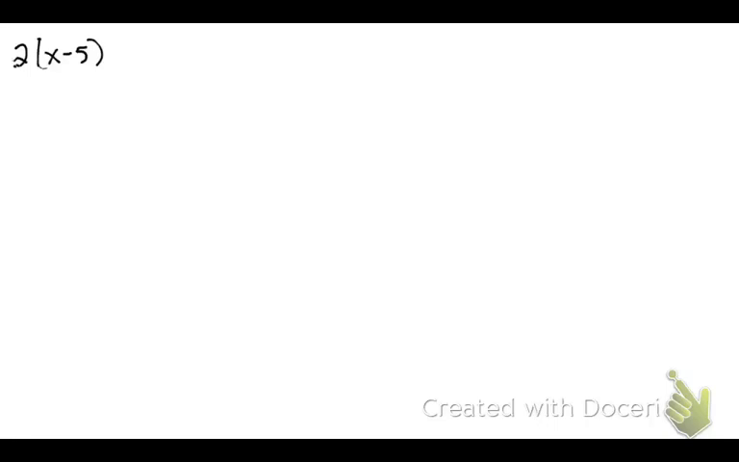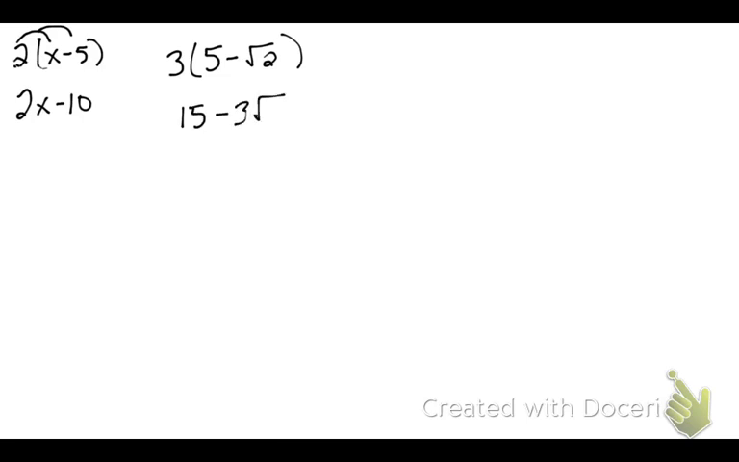Before we start working with square roots, I want to remind you of something. You know by distribution that 2 times x minus 5 is 2x minus 10 because of 2 times x and 2 times negative 5. Well, distribution can work even with square roots. Go and try this: 3 times 5 minus root 2. Well, if we distribute, 3 times 5 is 15, and 3 times negative root 2 is negative 3 root 2. And they're not like terms, and we can't simplify, so that's as far as that goes.